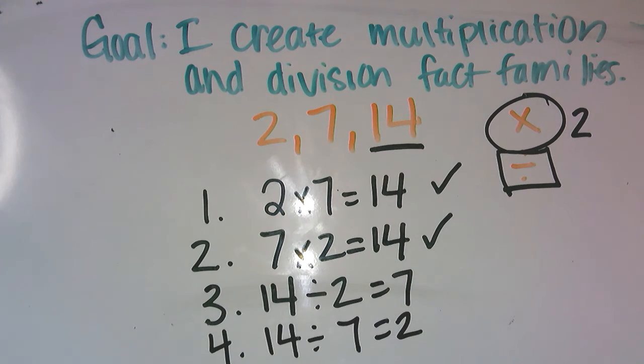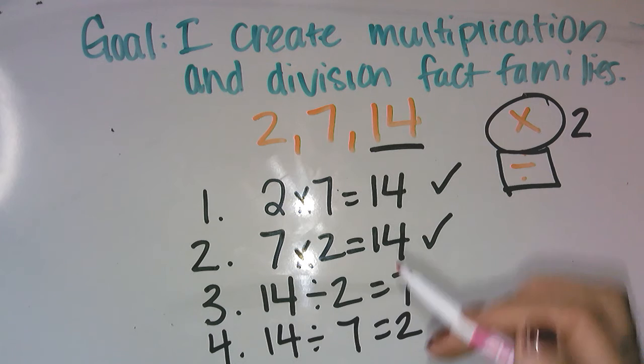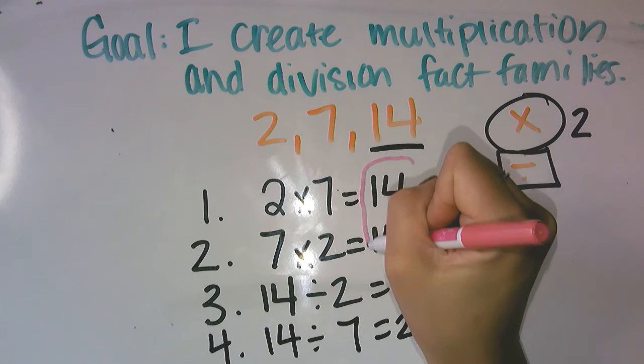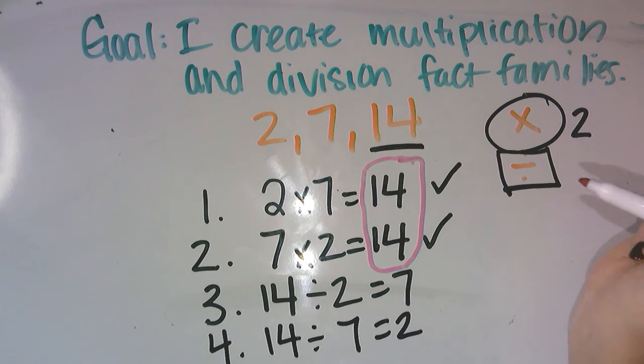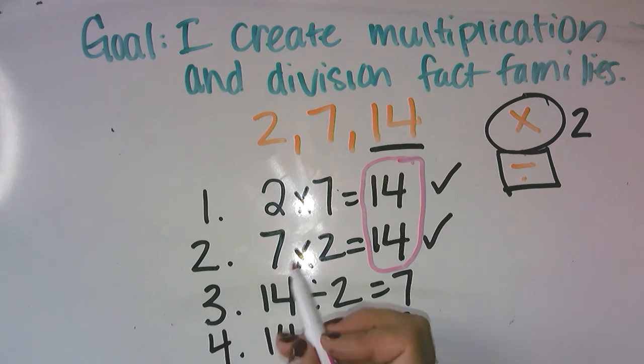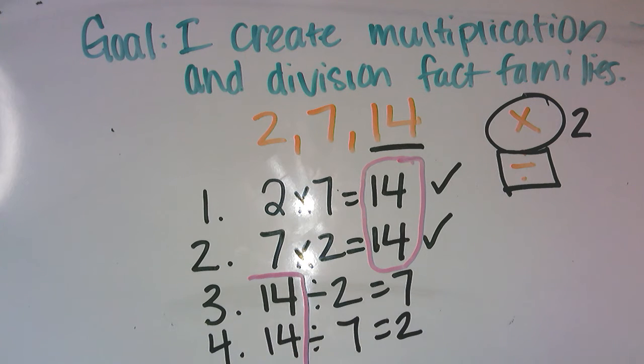So when we look at these, we should notice that in multiplication, our biggest number is always by itself. And in division, the number being divided is always the biggest number. So 14 divided by 2 equals 7. Let's try another one.